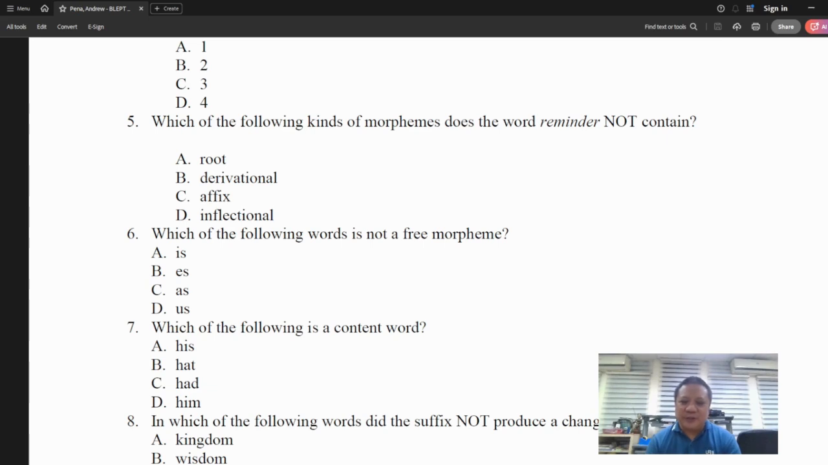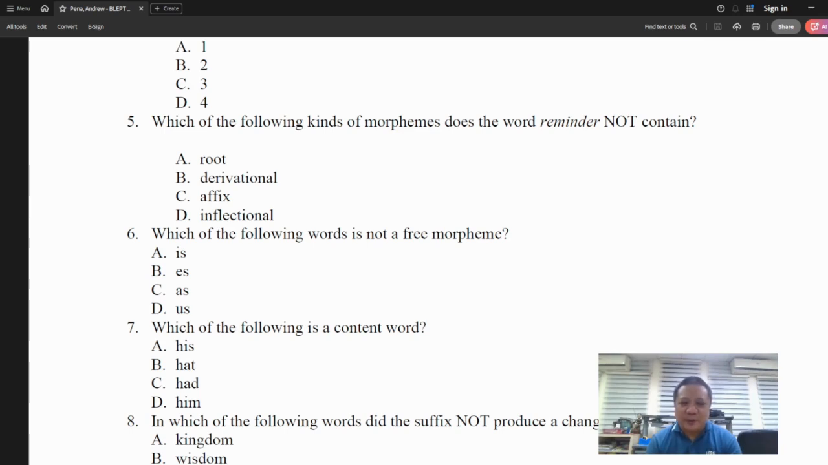Number 6, which of the following words is not a free morpheme? A. Is, B. S, C. As, D. Us. A free morpheme can be used in a sentence without having to attach to other words or other morphemes. But a bound morpheme cannot exist in a sentence without having to attach to other morphemes. So that one is B, S.